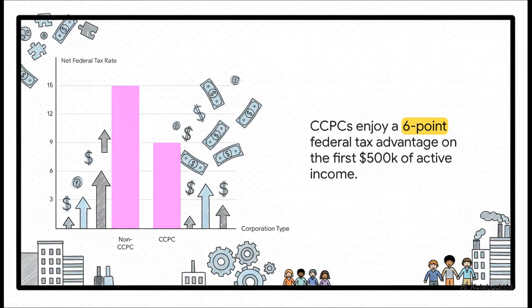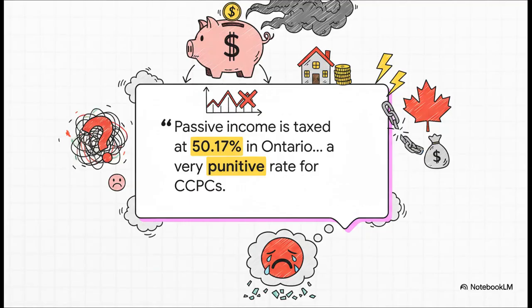That 6 percentage point advantage at the federal level translates into a tax saving of up to $30,000 a year. That's real money that can be reinvested directly back into the business for hiring, for expansion, for innovation. But, and this is a really important but, there's a flip side.